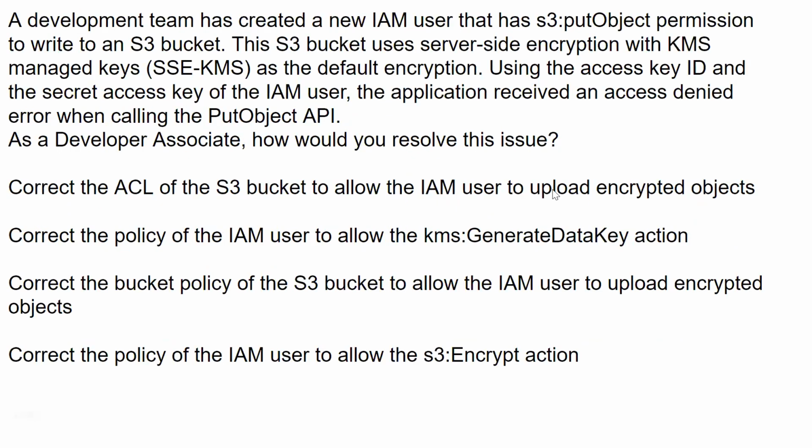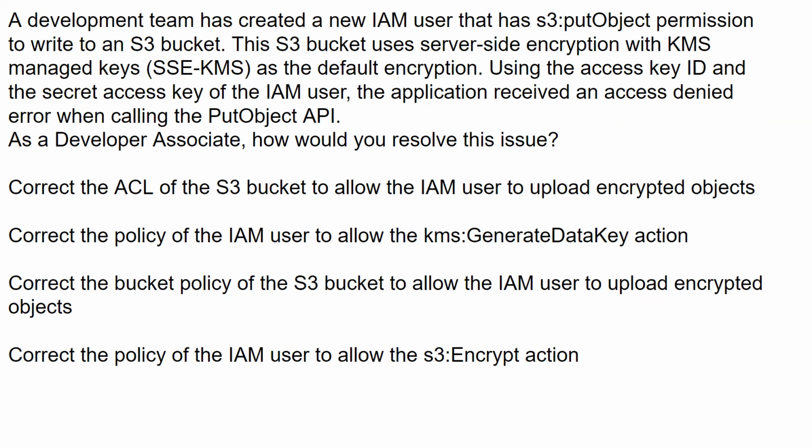The development team has created a new IAM user that has S3 put object permission to write to an S3 bucket. This S3 bucket uses server-side encryption with KMS managed keys as the default encryption. Using the access key ID and the secret access key of the IAM user, the application received an access denied error while calling the put object API. How would you resolve this issue?